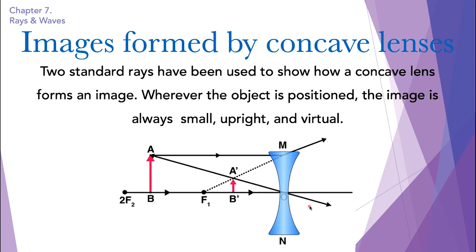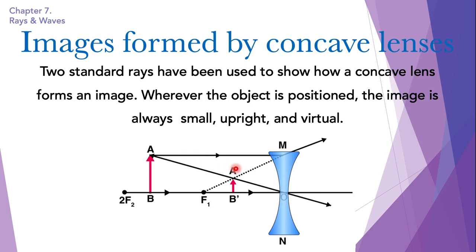The second standard ray is the one which passes through the optical center of the lens. The optical center is this point. So it passes through the optical center in a perfect straight line. This is how we make the diagram of a concave lens. Use the standard rays to form the ray diagram of a concave lens. So wherever the object is positioned, right now it is positioned over here, the image is always small and upright.